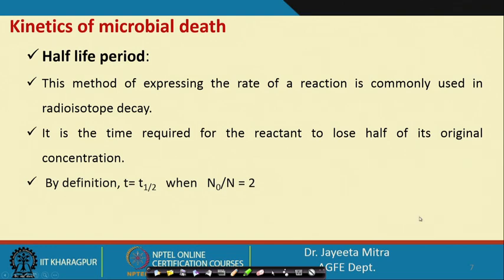By definition, t will be t half when N0 by N equals 2 in this case. That means we have met the number of viable microorganisms at half of the initial microbial population. So, t half, that is the time required to make the microbial population half of its initial microbial population, will be ln 2 by k, that is equal to 0.693 by k.